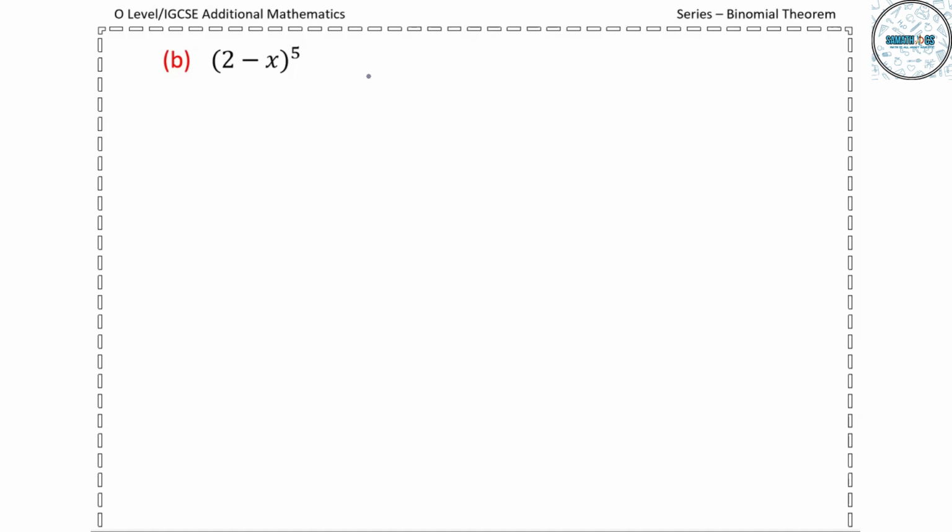I hope you tried it. Let's solve it together. The value of a in this case is 2. b is to be considered as minus x. n is 5. The first term is 5C0, 2 power 5, that is 5 minus 0, minus x with power 0. So the result is 5C0 is 1, 2 power 5 is 32, negative x with power 0 is 1, so the result is 32.